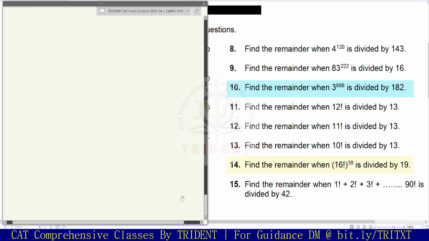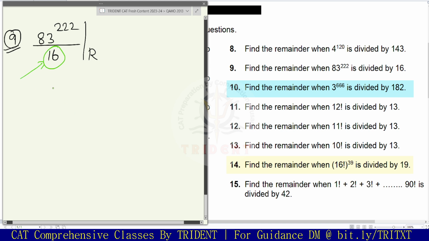So let me just take my area where I need to work. All right, so let's take the first question from 9 onward. Question number 9 says find the remainder when 83 raised to the power 222 is divided by 16. Now, please remember we are using Euler's remainder theorem. So typically what I will ask you to do is find out the totient function of this denominator 16.